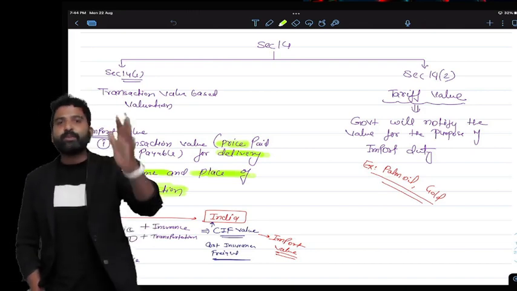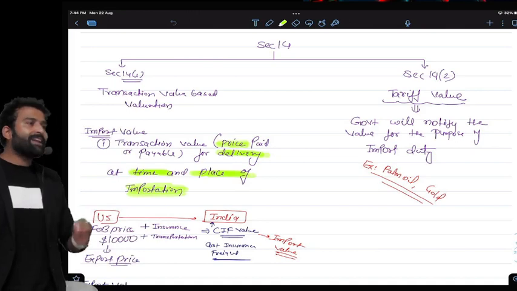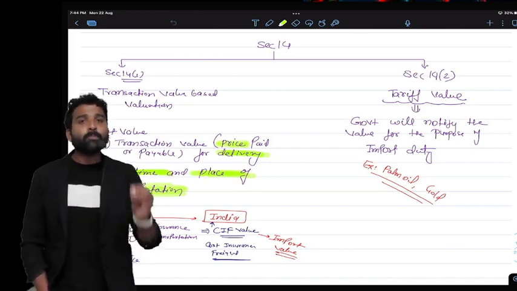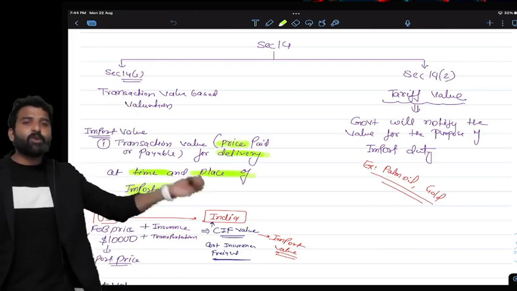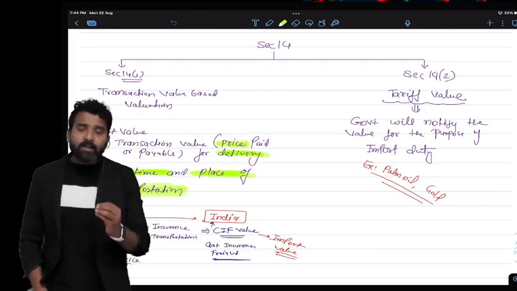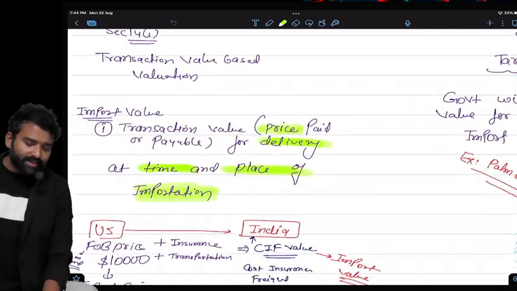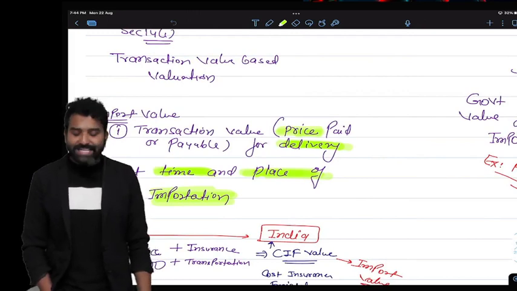That will be notified by the government only. That value is called tariff value. So they will give the notification of the tariff value, and we have to pay the custom duty on the basis of the tariff value, not the actual price. That is called tariff valuation. But the majority of the commodities are covered in transaction value based valuation, which is covered in section 14 subsection 1.